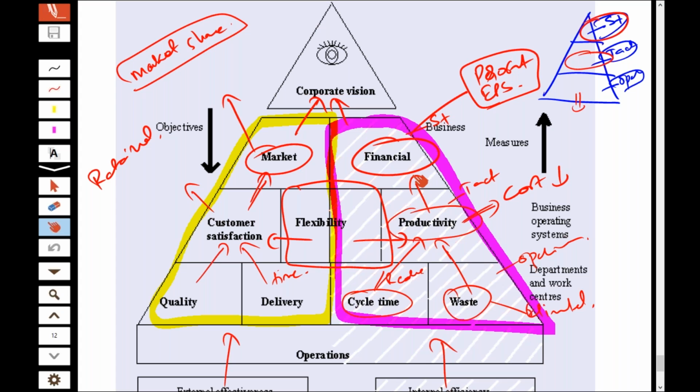And then I told you people that once the market and the financial goals are achieved, ultimately the vision is also achieved. If the financial and the market goals are achieved, then the vision is also achieved. That's what we discussed till yesterday.